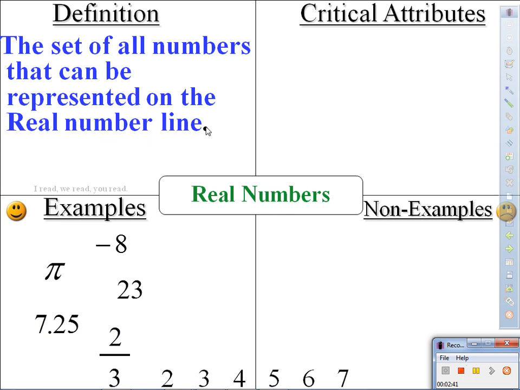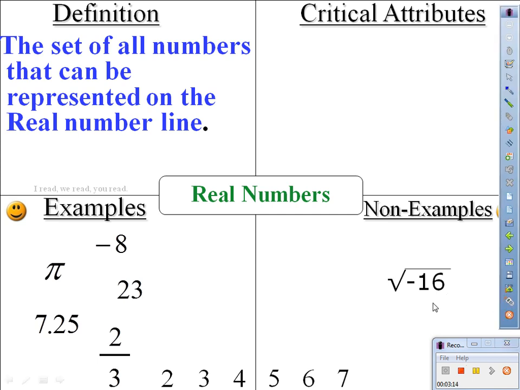Are we there? Copy this non-example, please. As a non-example, I have the square root of negative 16. Copy that, please. Square root of negative 16. Okay, so let's find out why the square root of negative 16 is not a real number. Pens down, pencils down, eyes up here. Here we go.